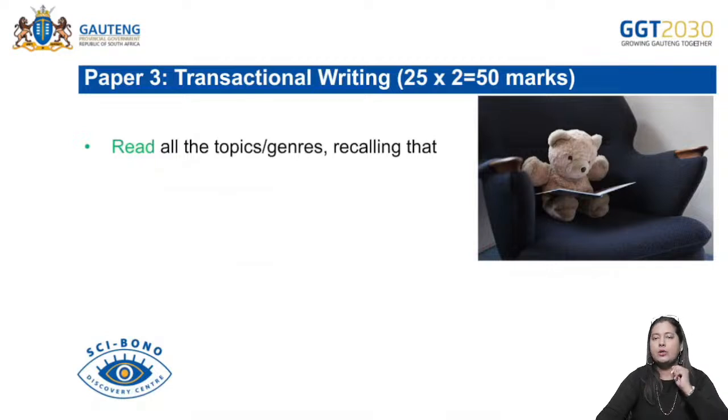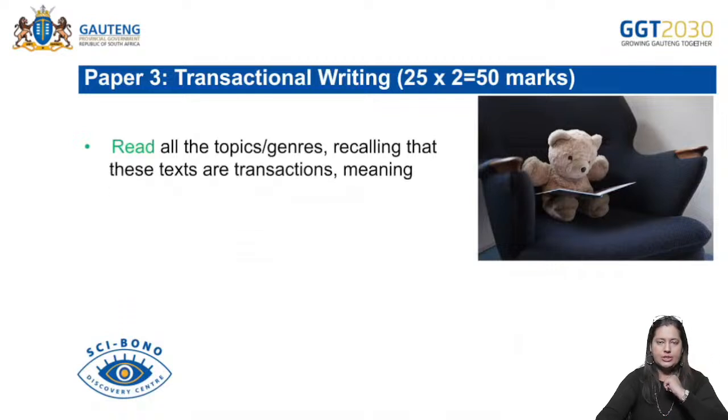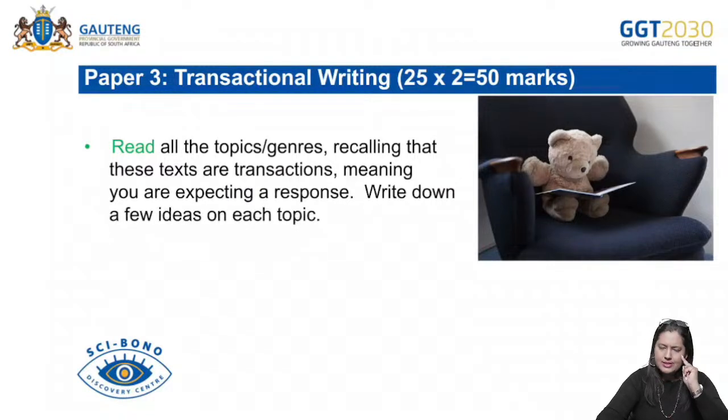So what you're going to do when you get the paper is, firstly, take the 10 minutes reading time, read through the paper and all the instructions, and hopefully you still have about 5 minutes remaining from the 10 minutes when you start to read the topics, all right? And you're gauging now which topic is most relevant. So remember to read all the topics and recall that the texts are transactions, meaning that you are going to expect that response. So write down a few ideas for each of the topics.